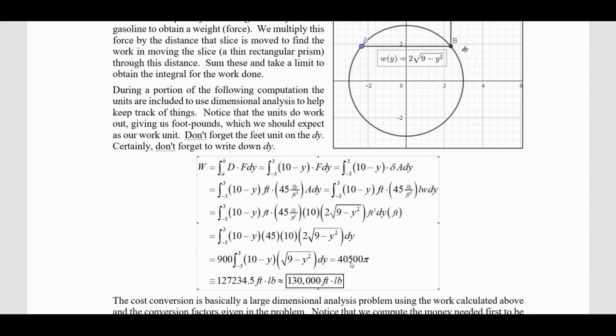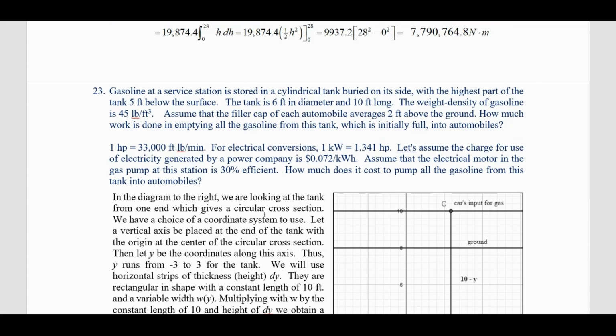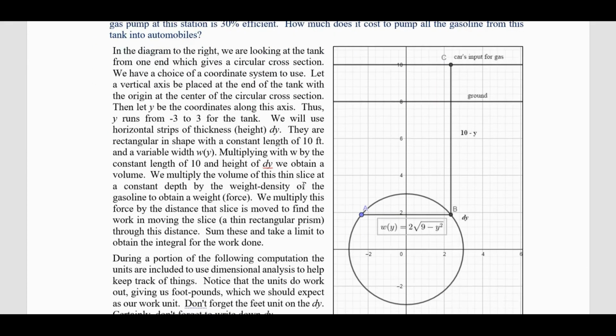Anyway, when it's all said and done, without going into all the details, you get 40,500 pi for an exact value, or about 127,234.5 foot-pounds. I rounded off to 130,000 foot-pounds. That's rounding off to really only two significant digits, because when we look up here, it looks like the weight density was given to two significant digits there. If we assume these other figures are exact, still that's kind of a limiting factor for us there.